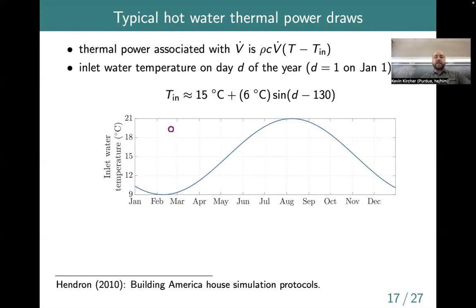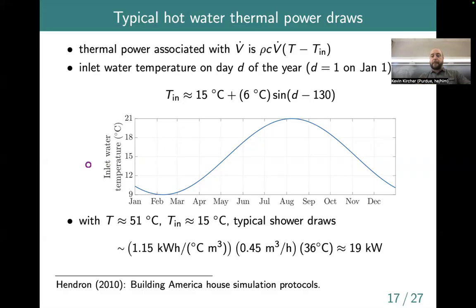Here is a graph of a model pulled from what's called the Building America database. Over the course of a year, this is what the inlet water temperature looks like. It's lowest about now in mid-February and highest in the warmest part of the year, mid-August or so. The average is about 15, varying between about 9 and 21. This would be a little different depending on where you live. If you lived in Florida, the whole curve would be shifted upward. But this is a fairly representative temperature profile for the US.